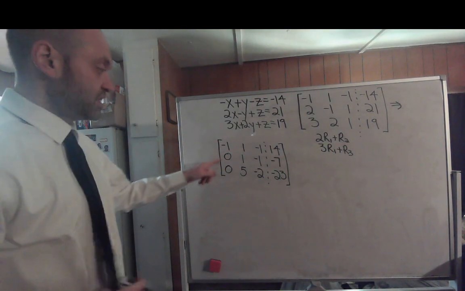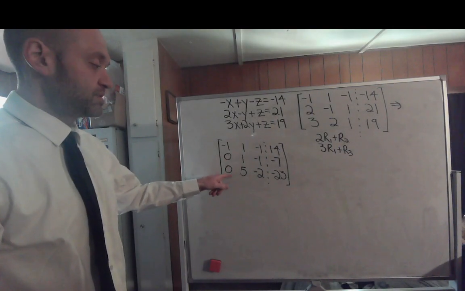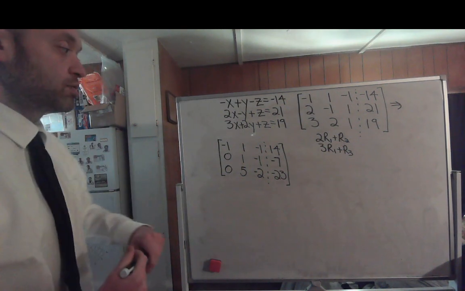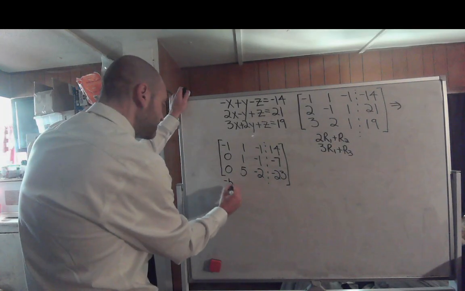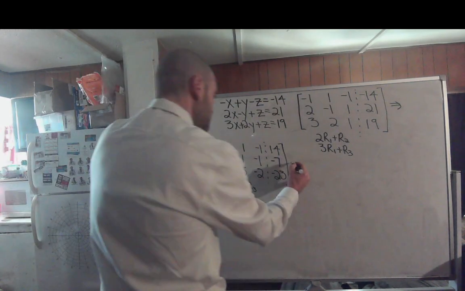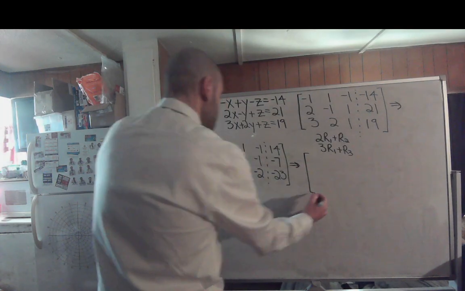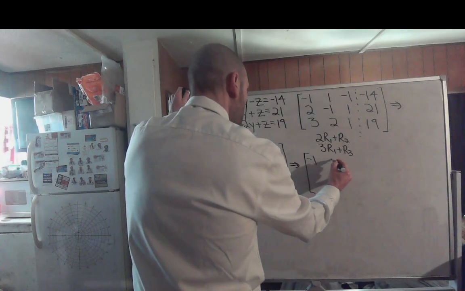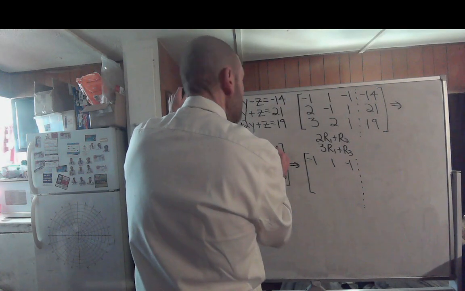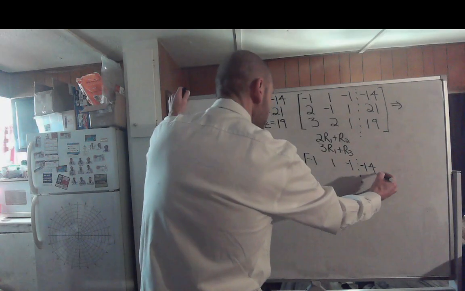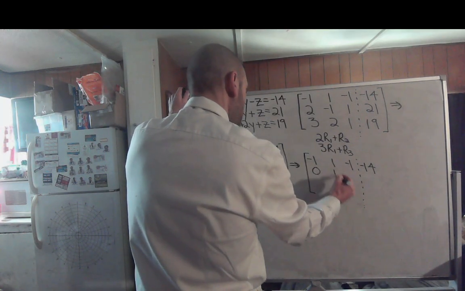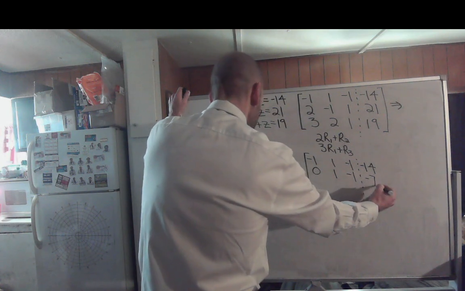So we got the first digits of rows 2 and 3 to be 0. Now we need to make the second digit of row 3 a 0. If I take negative 5 times row 2 and add that to row 3, I can accomplish that. So let's do that. You'll have negative 1, 1, negative 1, and then negative 14. Let's see, then you'll end up having 0, 1, negative 1, negative 7.